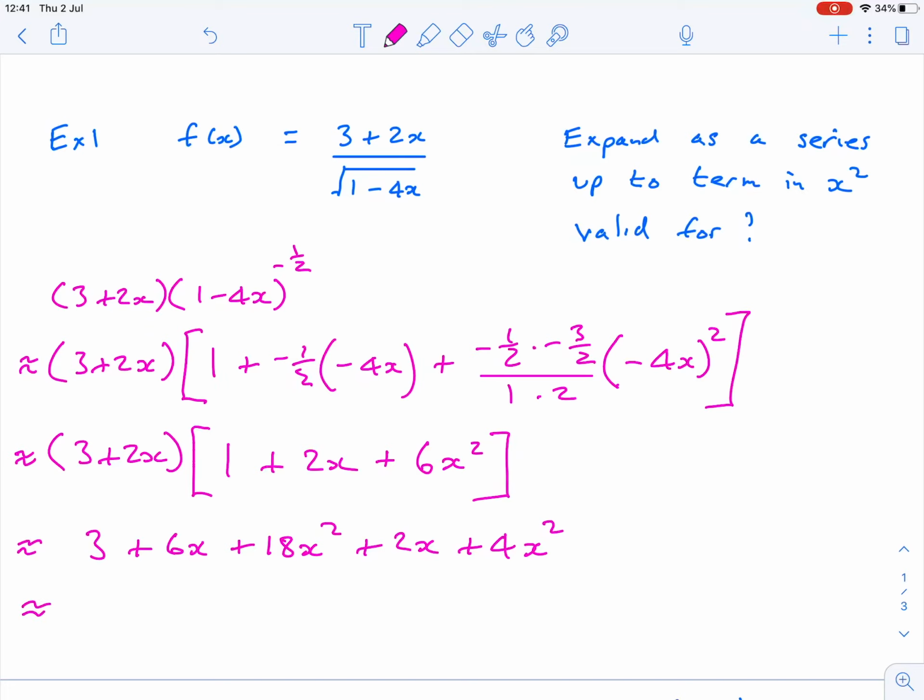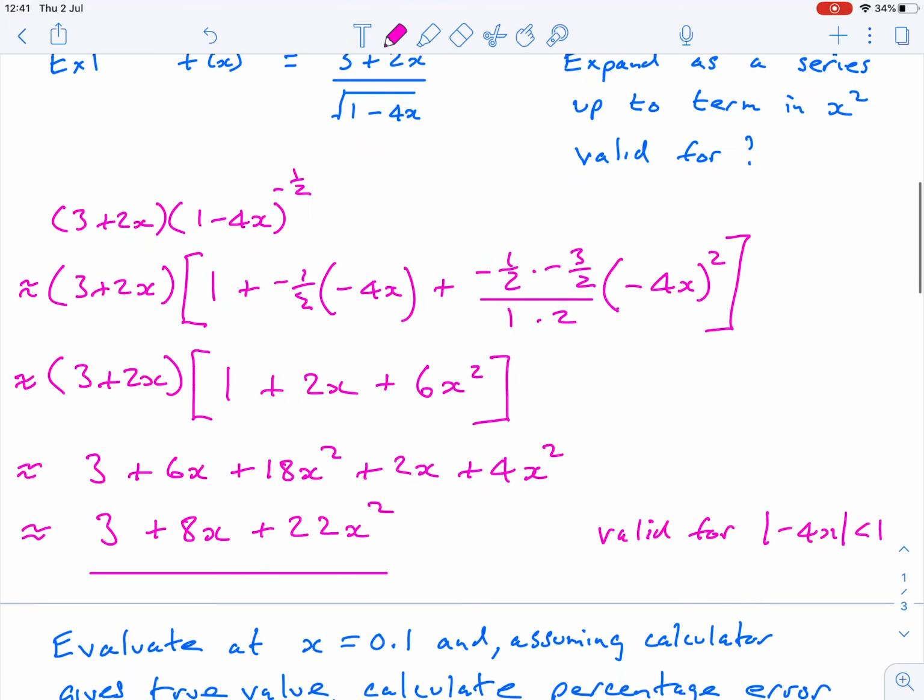And this is approximately 3, 6x plus 2x is plus 8x, and 18 plus 4 is plus 22x squared. So that gives us the expansion up to the term in x squared. And it would be valid for the modulus of minus 4x being less than 1, which is basically x is between, dividing through by 4, minus a quarter and a quarter. Or you could say mod x is less than a quarter.